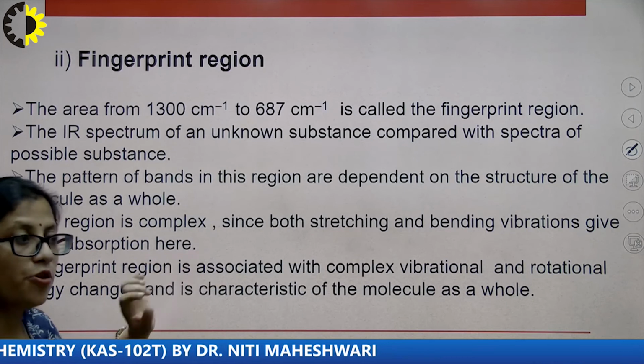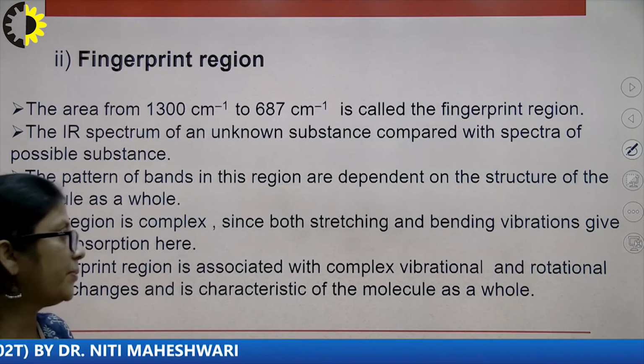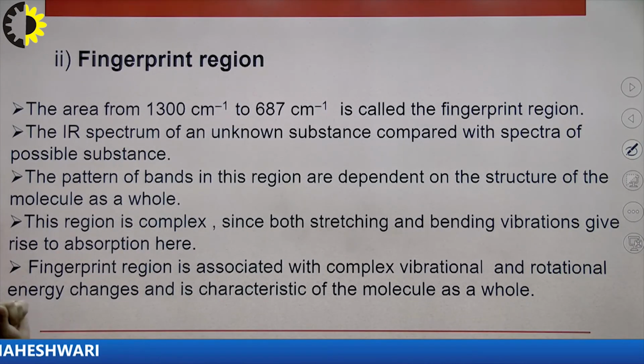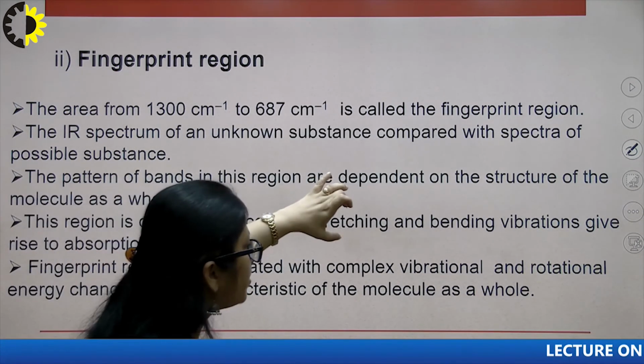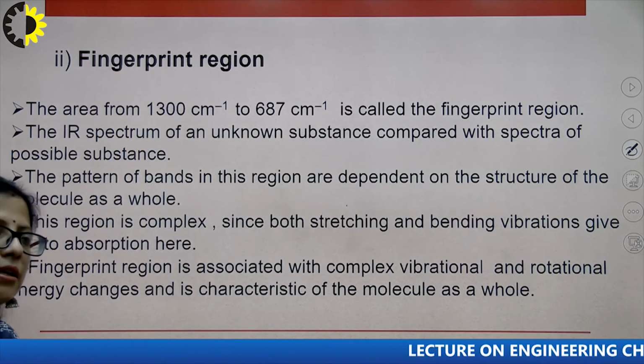The region is complex because more vibrational peaks are going to be obtained, since both stretching and bending vibrations give rise to absorption here. Otherwise, we were only concentrating on stretching, but in this region both stretching and bending vibrations can be seen.